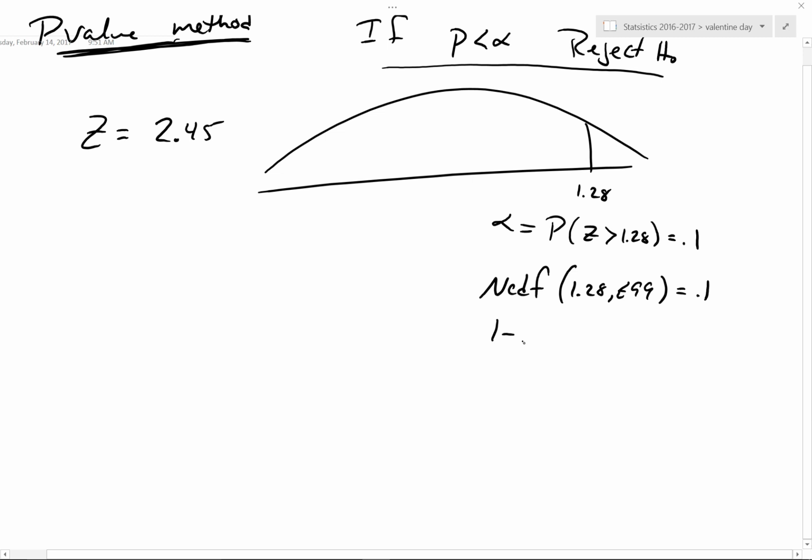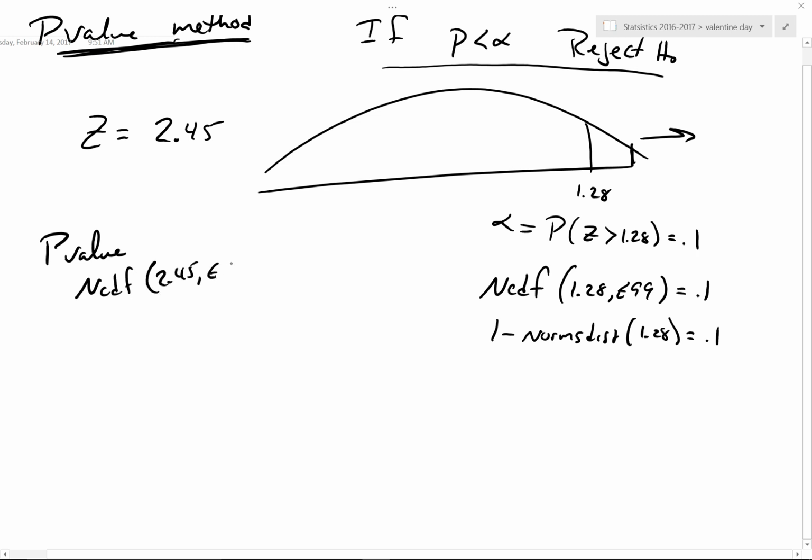On the spreadsheet, it would be 1 minus norm S dist of 1.28, and it also would come out to be 0.1, correct? It's 10% from here out. But 2.45 is out here somewhere. From here out, is it going to be more or less probability? Less, obviously. So to find the p-value, we'll do exactly the same thing: normal CDF, 2.45 to infinity, or 1 minus norm S dist from 2.45. And what does that come out to be? 0.007.